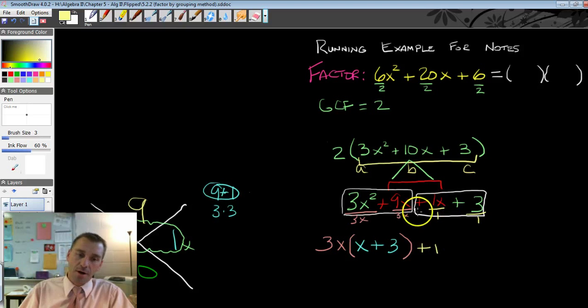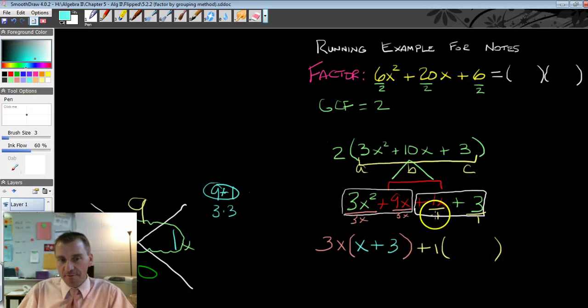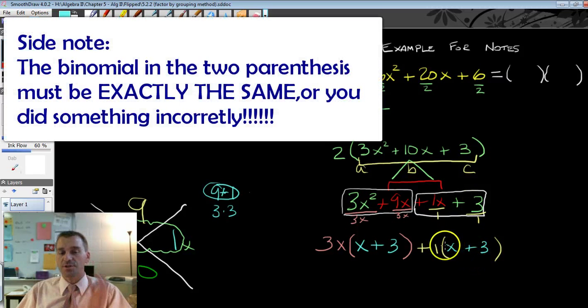I'm factoring out a 1 here. I'm factoring out a 1 here. And when I do that, I'll put that in parentheses. So when I factor out a 1, I just get x. When I factor out a 1 here, I just get plus 3. Beautiful. So again, just do a mental check.